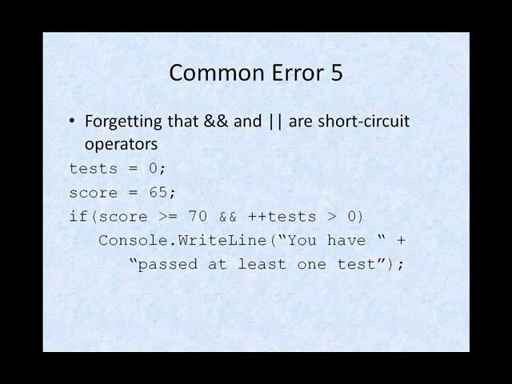However, if the student's score is not greater than or equal to 70, the second half of the Boolean expression will never execute. Even though the student has taken a test, tests will not be increased. If you really need to increase a student's tests variable, it's probably better to do it as a separate statement than as part of an if statement such as this. Not only is it more confusing, it might be absolutely wrong if the second half of the expression never gets to execute.